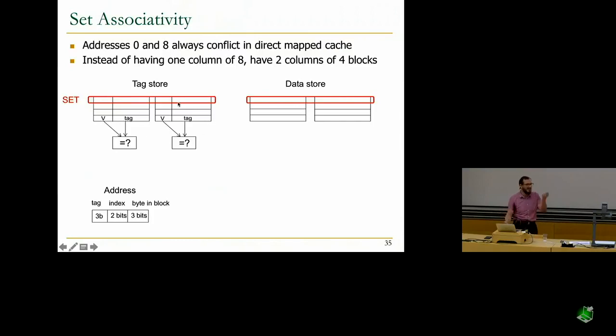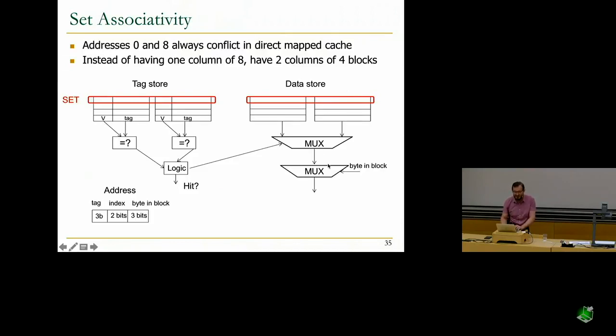Now, these are called ways. This is called way 0 or way 1. And you may hit in either one, hopefully not both, because you don't want to store the same block in both. And some logic determines whether you hit. If you hit in this way of the tag store, you should get the data from this way in the data store. If you miss, then this data is useless, essentially. And then you mux out the byte in block over here.